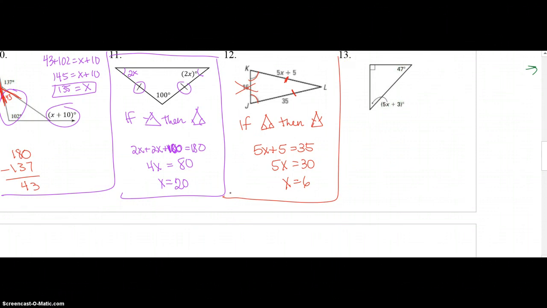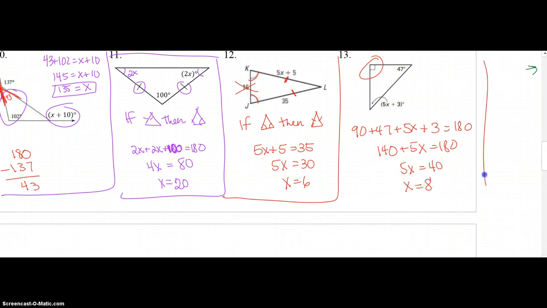13. Again, where you're given all 3 angles in a triangle, we know that all 3 angles in a triangle add up to be 180 degrees. Just don't forget about this 90 right here. So we've got 90 plus 47 plus 5x plus 3 equals 180. So 90 plus 47 plus 3 should be 140, I believe. If you subtract 140 from both sides, you get 40. And if you divide by 5, you get 8.